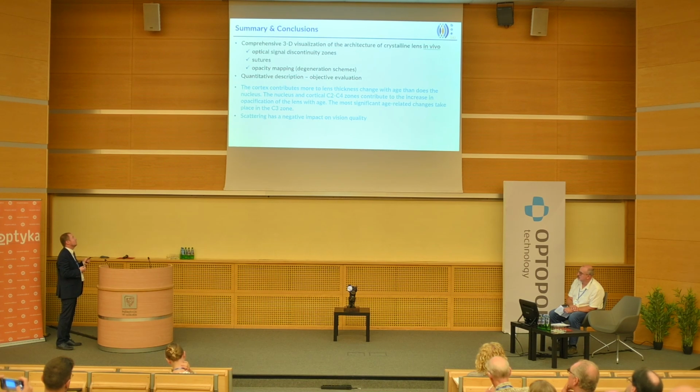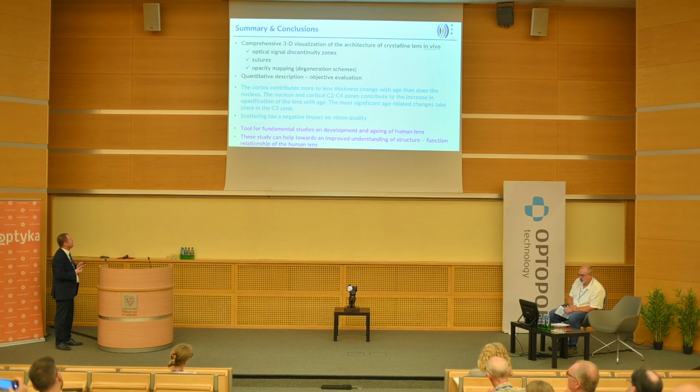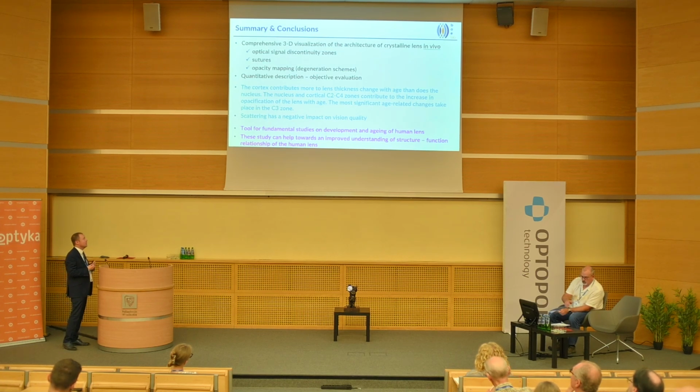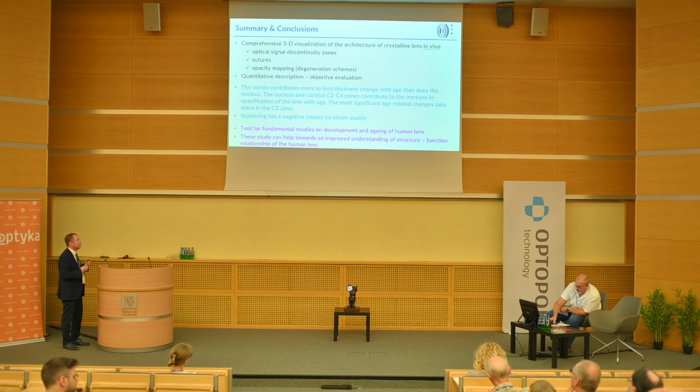And the conclusion is also that the cortex contributes more to the lens thickness change with the age than the nucleus. And also the nucleus and cortical C2, C4 zones contribute to the increase of the opacification of the lens with age. And the most significant age-related changes take place actually in C3 zone. Also, scattering has a negative impact on vision quality, as we could expect. And so we can consider the OCT as the tool for fundamental studies on development and aging of the human lens. And also, by doing this study, we can have kind of improved understanding of the structure-function relationship of the human lens.